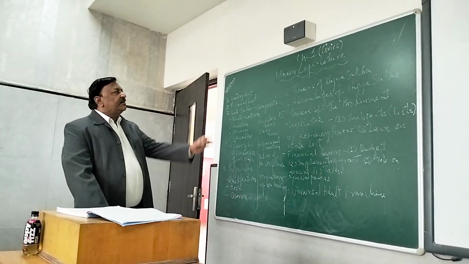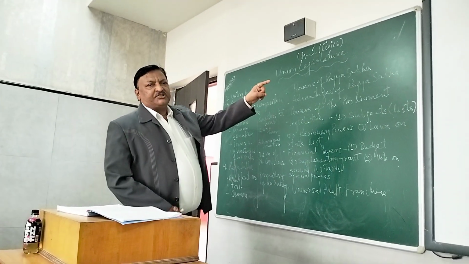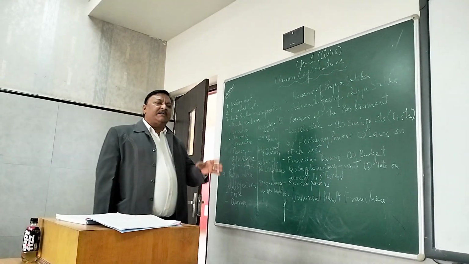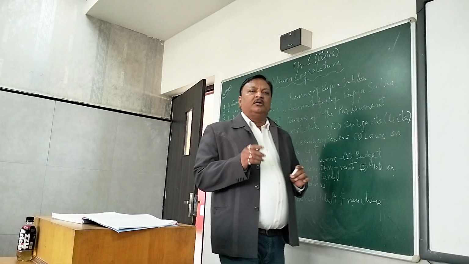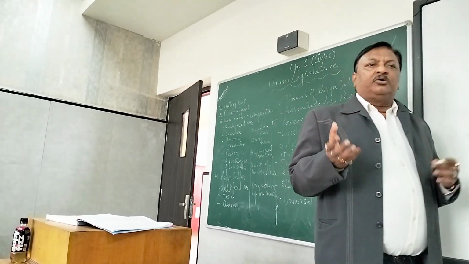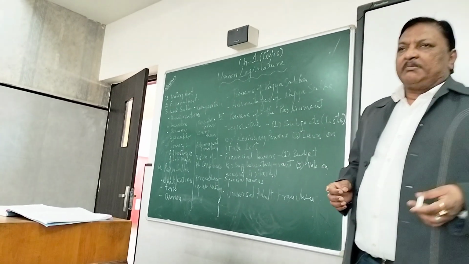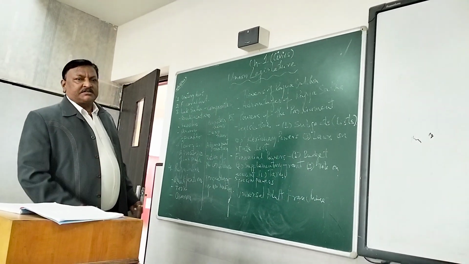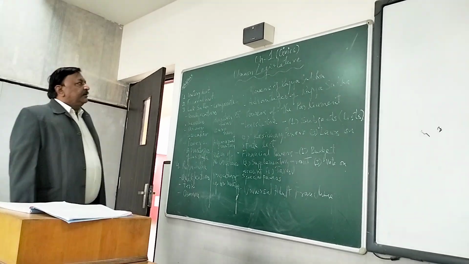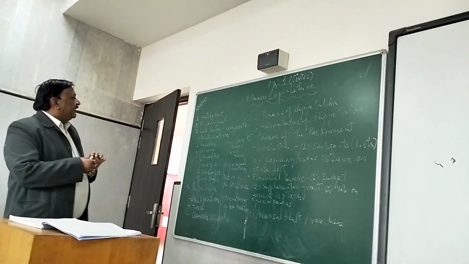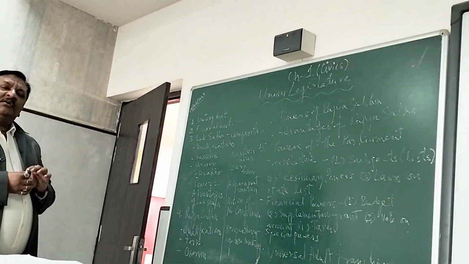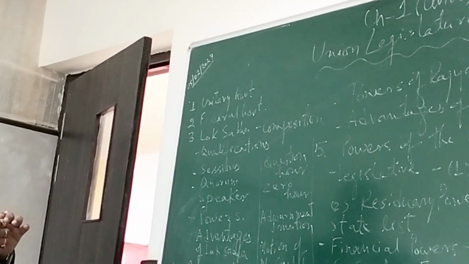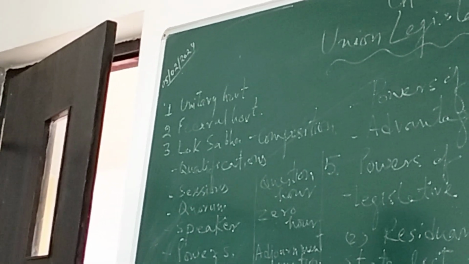So in this lesson, we will be studying the Union Legislature, that is the Parliament. And what is a legislature? Legislature is that part of the government that makes laws. So the work of the Union Legislature, that is the Lok Sabha and the Rajya Sabha combined, is to make laws for India as a whole. In this lesson, we will be covering the Lok Sabha, Rajya Sabha and their powers. First, let's understand the first topic, that is the unitary government.